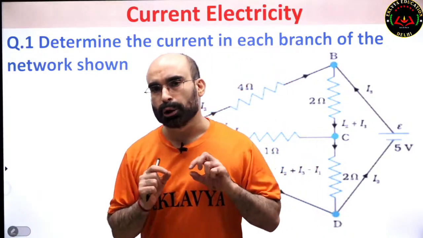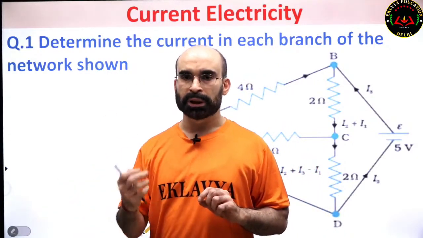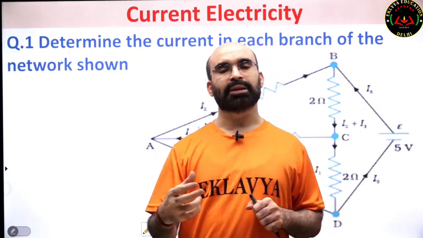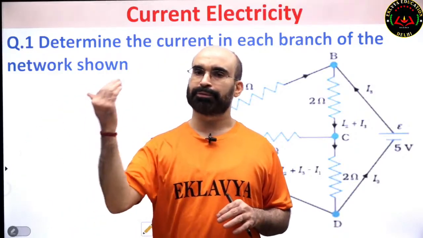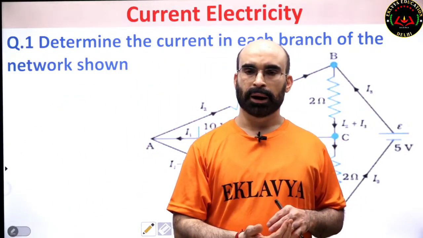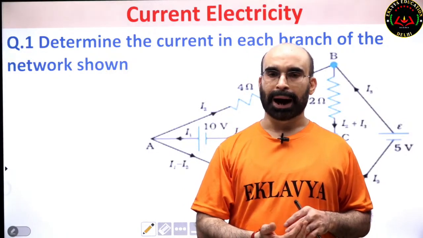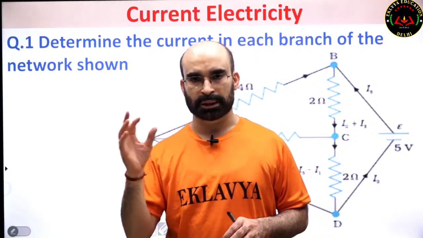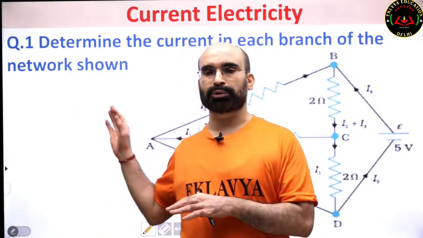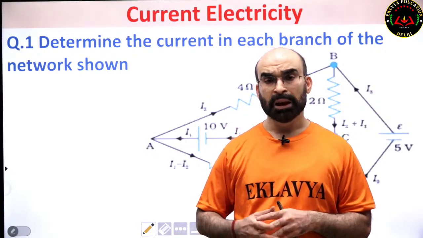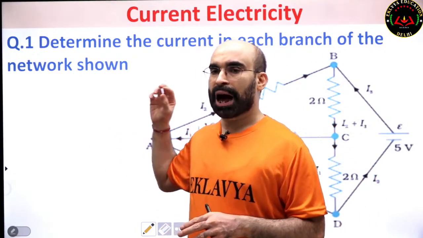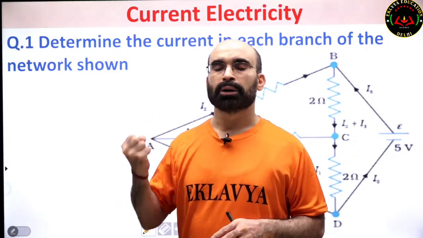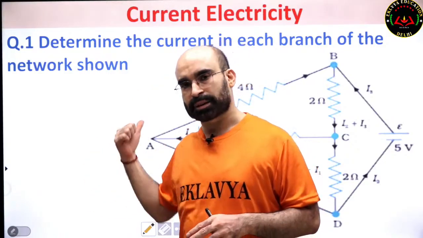Applying the loop rule, if you have 3 loops, then you get 3 equations. And if you get 3 equations, you have unknowns, you can find the unknown values. I am quite sure that you are good at solving simultaneous equations, and this is what we will use here. So first of all, try to understand how to distribute the current inside the circuit.